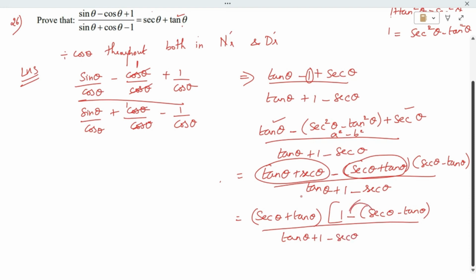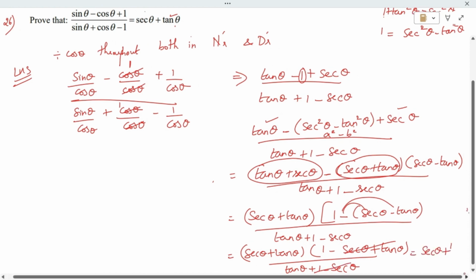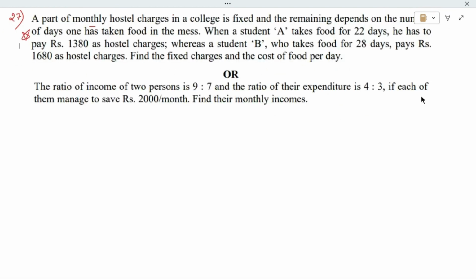So now you multiply by minus. You will get secant theta plus tan theta into 1 minus secant theta plus tan theta, divided by tan theta plus 1 minus secant theta. You can see that these two terms are same, so cancel these two. Your answer will be secant theta plus tan theta. That is what I have to prove, isn't it? Hence proved.